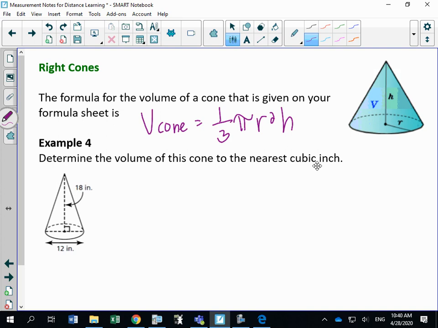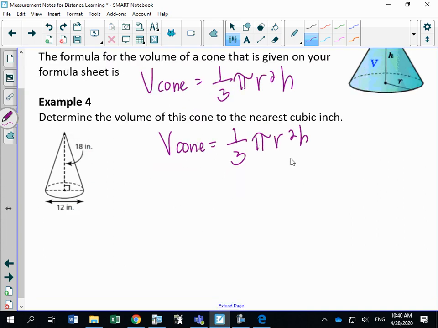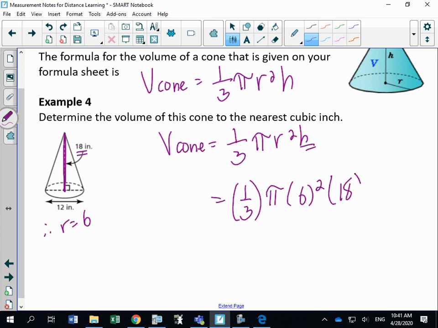Okay, so I always start with my formula, 1/3 pi r squared times height. I'm going to need my radius. The diameter is 12. Therefore, radius is equal to 12 divided by 2, which is 6. And the height of this, remember, it's always going to be the height inside the cone, and the height is 18. So the volume of the cone is 1/3 in a bracket times pi. The radius is 6, square that, and the height is 18.